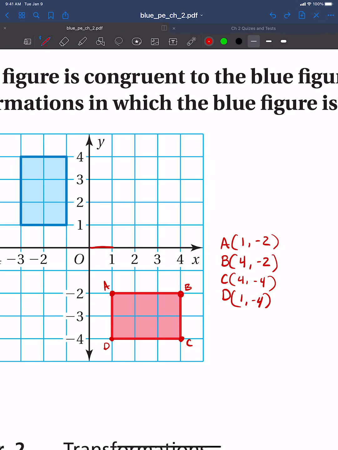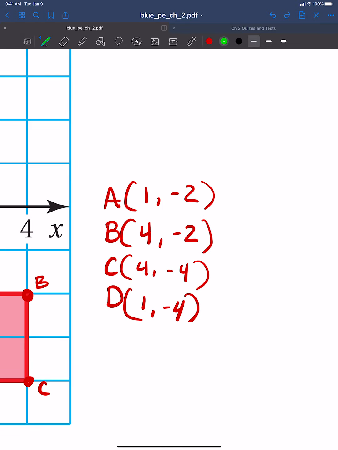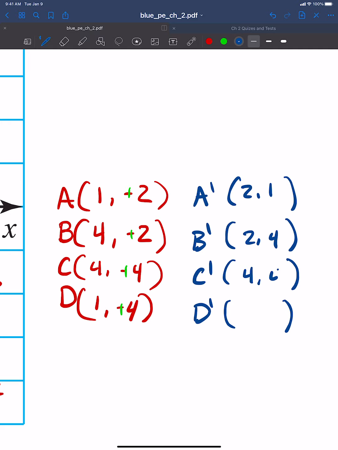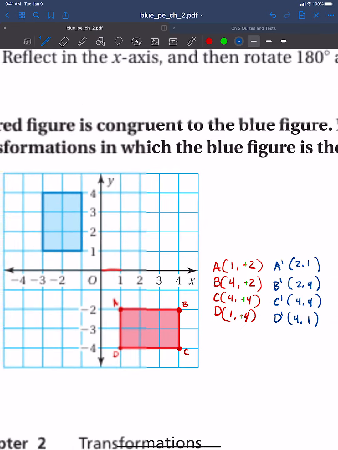So let's go back over here. The Y turns to its opposite. Now the opposite of all these Y's is a positive number. Now I'm going to get a new color. How about we get blue? So now A prime, B prime, C prime, and D prime. Remember, Y doesn't just turn its opposite, they also switch places. So this is now going to be 2, 1, 2, 4, 4, 4, 4, 1. Now go plot those over here.